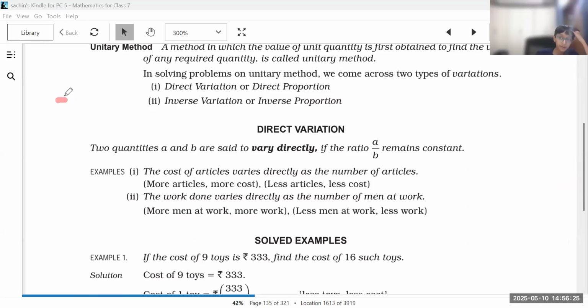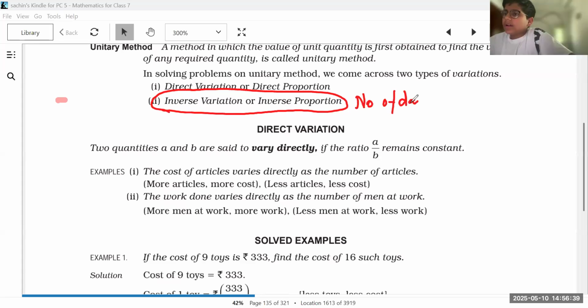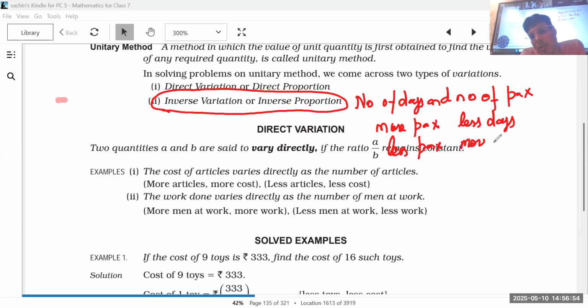There will be more effort, then there will be less time. Basically, inverse variation is used in work, number of days and number of workers or number of persons doing the work. So if there are more persons, there will be fewer days. If there are fewer persons, there will be more days. Do we understand?